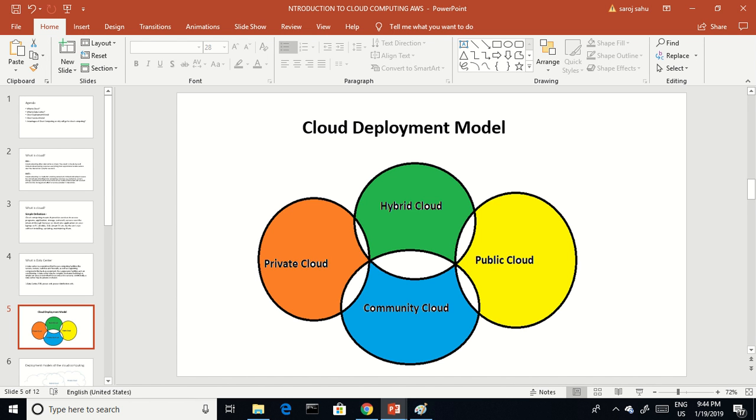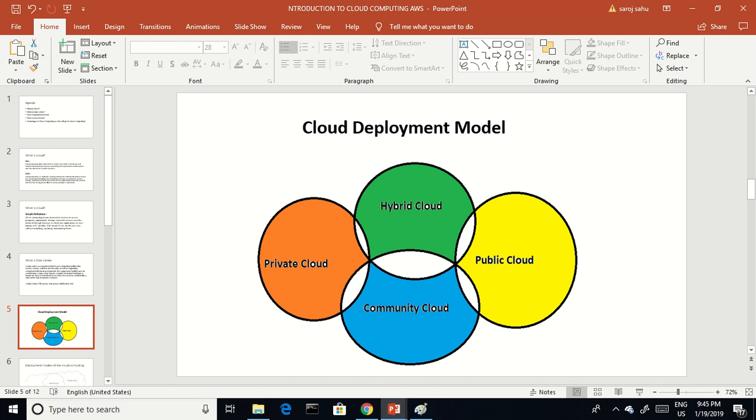Means I have a data center in my company. There I have to enable the computing services in the data center, and you can access all the services provided by the data center, provided by the cloud, and that can be used internally, that can be used by the private people, not the public access. So that type of deployment model of the cloud, we can say it is a private cloud.